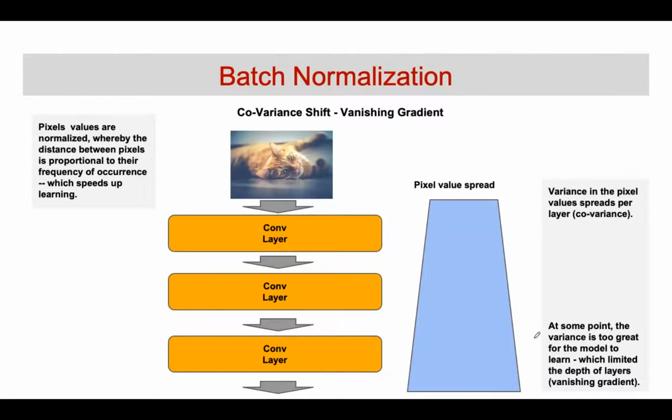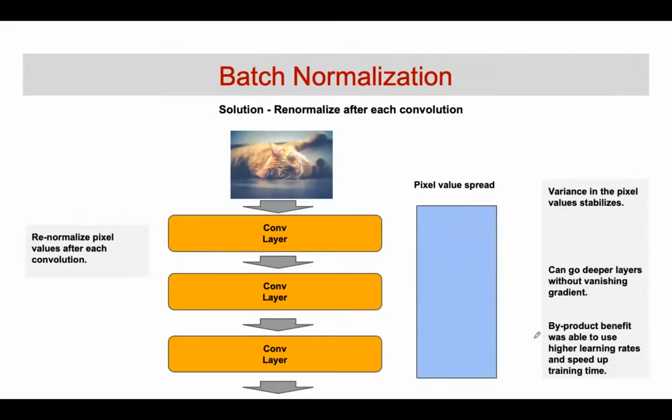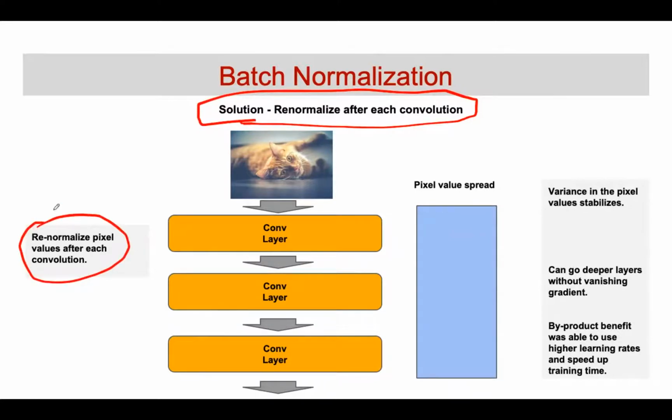So we use batch normalization to address the vanishing gradient. Again, we need to use renormalization: renormalization of pixel values after each convolutional. First we do the batch normalization, where we are making values 0 to 1. After convolutional, again we are doing the renormalization.